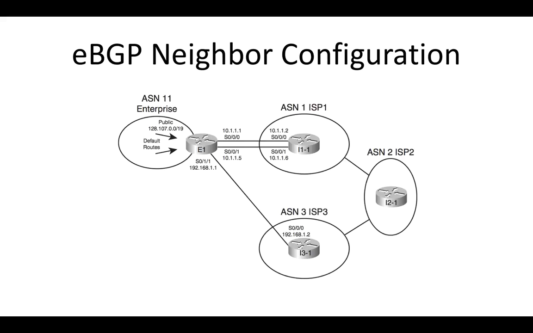Big picture that you need to just realize is that we have to know our neighbors' ASNs, we have to know what IP address to plug in for them, and that IP address should come from the lowest numbered physical interface on that neighbor.